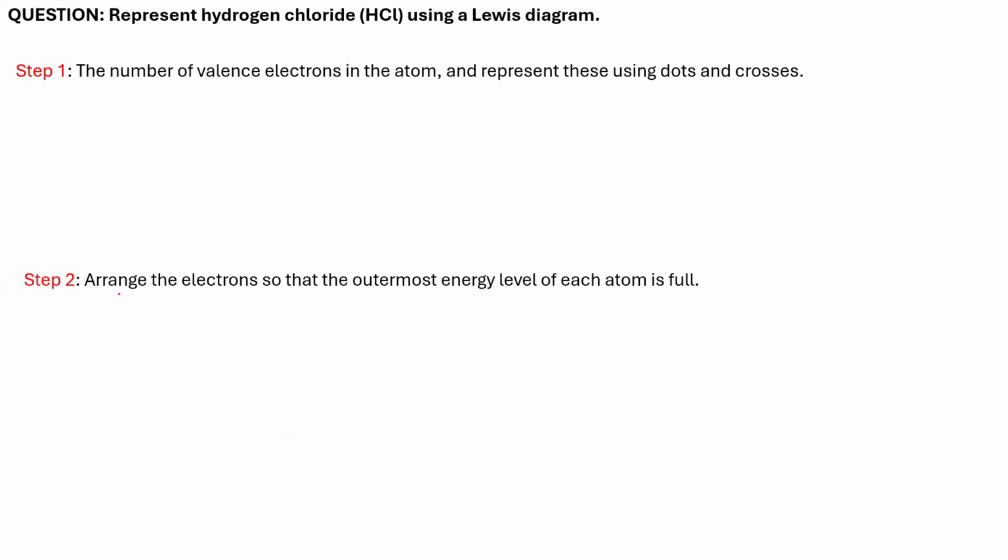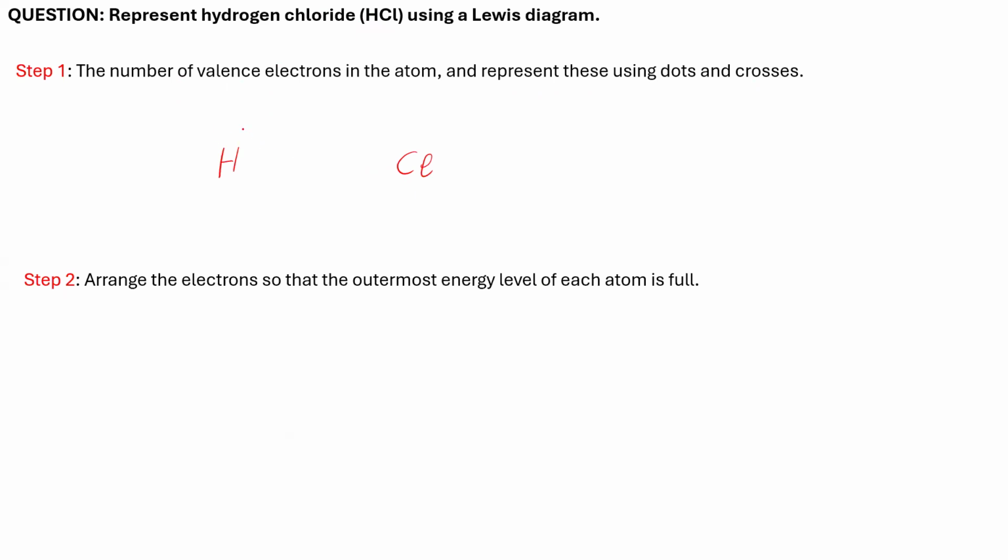So these are a few steps that I want you to follow when you draw your Lewis diagrams, okay? So step number one, this is what we're going to do. We're going to determine the valence electrons in the atom and represent these using dots and crosses. So firstly, let us start with how many atoms are involved in this compound. We have two, which is H and Cl. Now we have H this side and we have Cl this side.